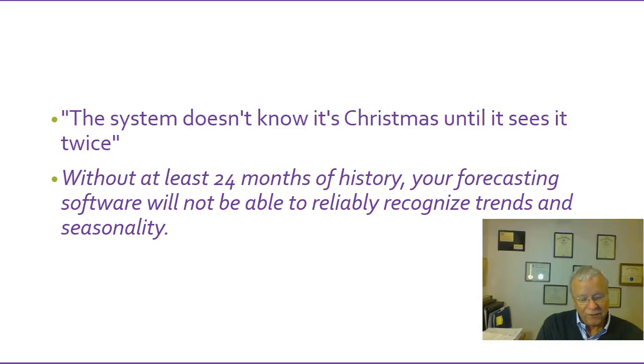Remember, when I talk to my quantitative friends about a system, I tell them if it hasn't seen Christmas twice, it doesn't know it's Christmas. And so if you don't have 24 months of history, your forecasting software is not going to be able to recognize the trends and the seasonalities that you have. So your ability to transfer 24 months of data at the item level, the level that you're managing, is absolutely essential. You can't assume that the system knows it's holiday until it's been through a holiday, and that's the takeaway of that one.